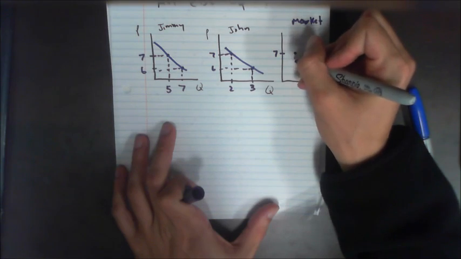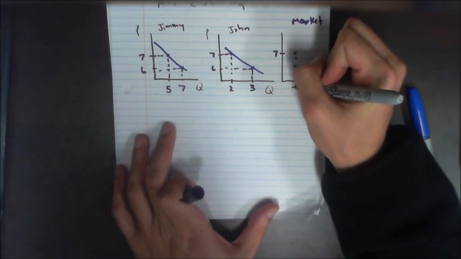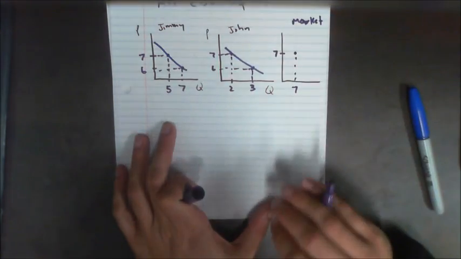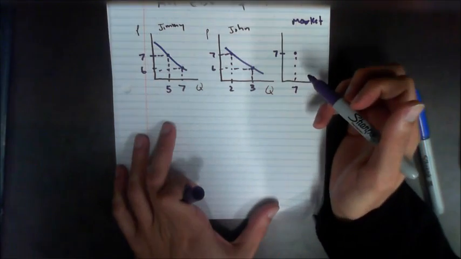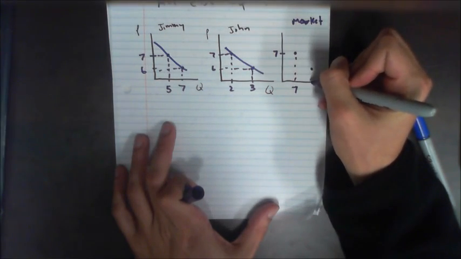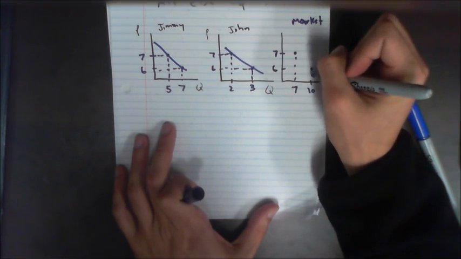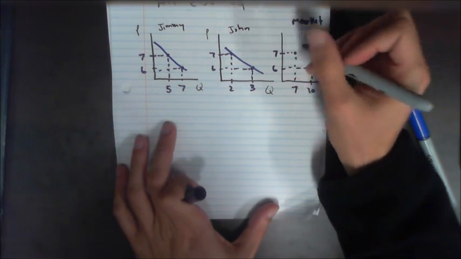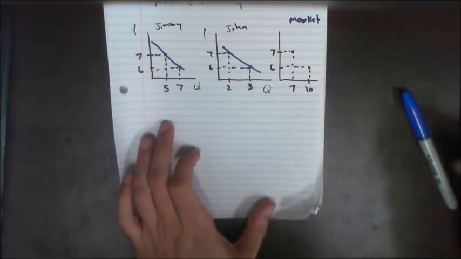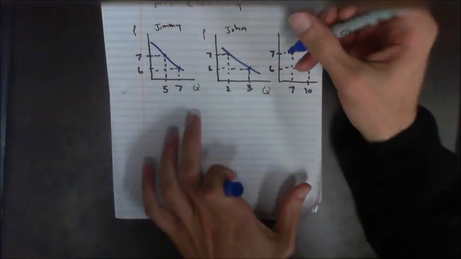So for $7, the market demands 7, 5 plus 2 here. At a price of $6, the market demands, we'll say, 10. This is $6 here, and this is our market demand curve. All we're going to do is basically connect the dots here.